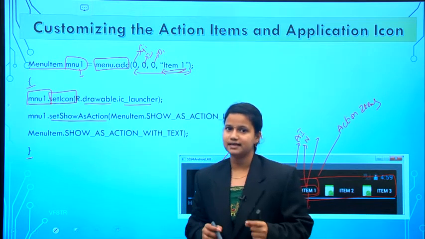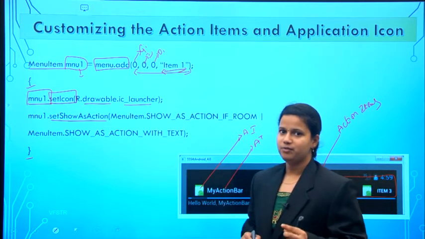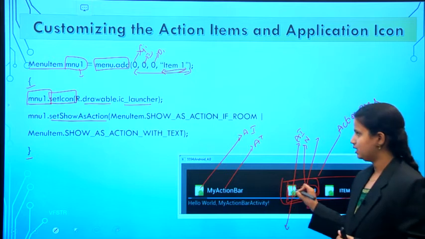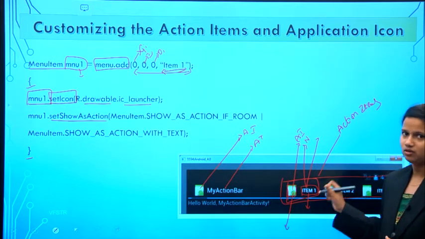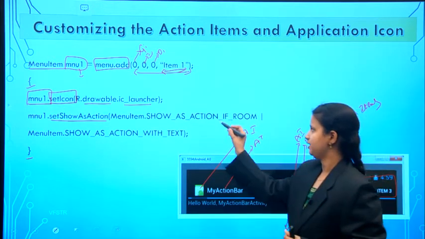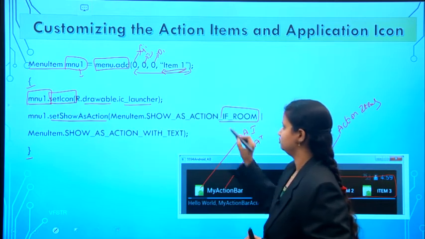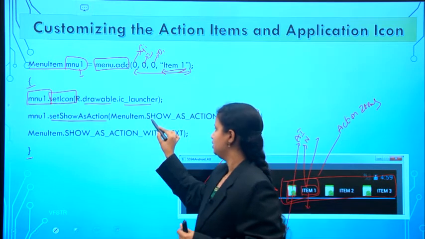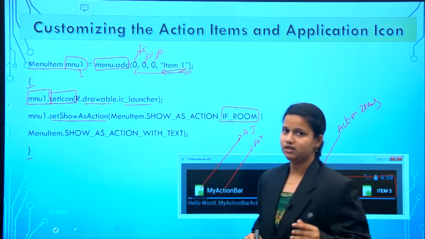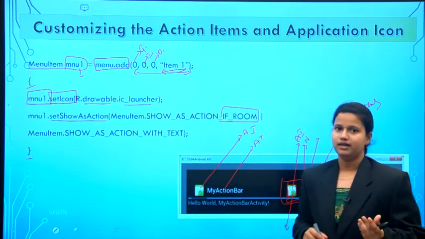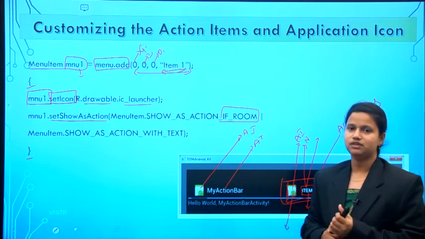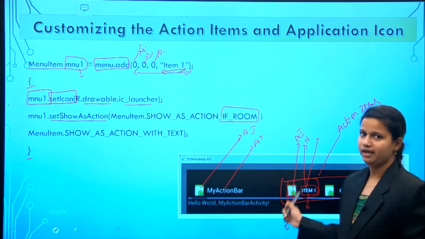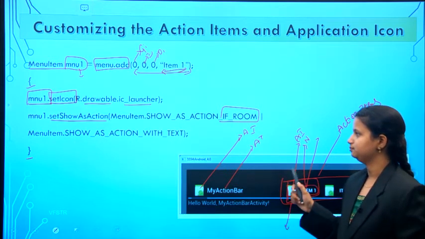So setShowAsAction is nothing but it decides whether your icon appears within that action bar or not. That is to be specified with this value: IF_ROOM. So for this menu item, show as action if room means it will be displayed if the space is available on that action bar, so that it will appear on that action bar.